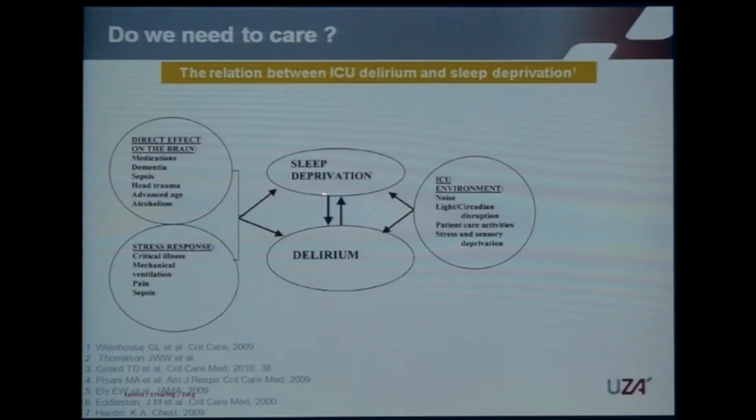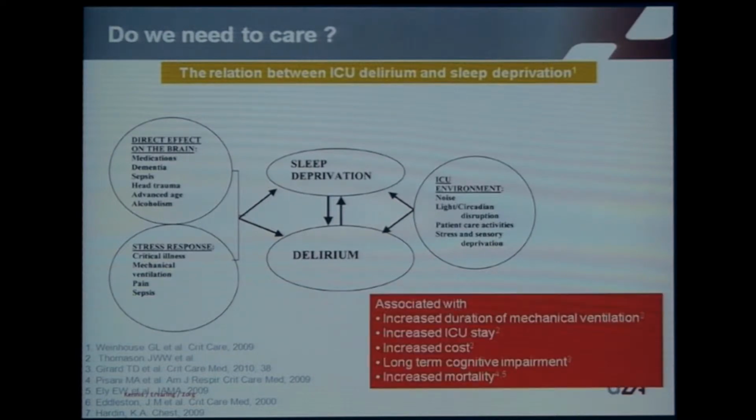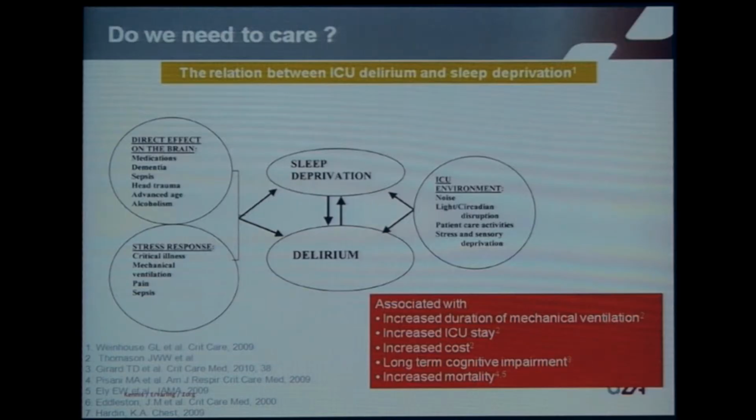There is also an effect on psychological and neurobehavioral factors. There is a close relationship with delirium. This is something I took from a review from Dr. Weinhouse. And this is important because delirium and sleep deprivation share many common factors in the pathophysiology. And we know that delirium is associated with increased duration of mechanical ventilation, increased ICU stay, increased cost, cognitive impairment, and increased mortality.